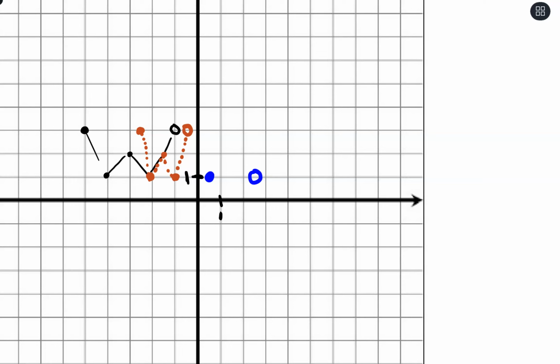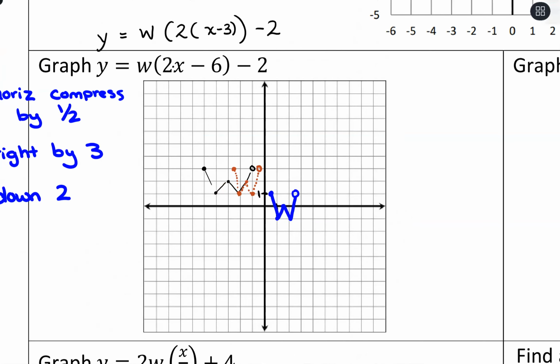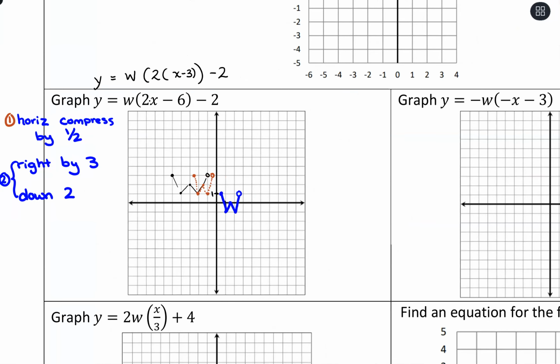For the peak of the W, 1, 2, 3, 1, 2. And 1, 2, 3, 1, 2, and there. And that would be my final graph. And I'd want to delete those other pieces, but I'll go ahead and leave them there so you can see the steps that we did to get there.